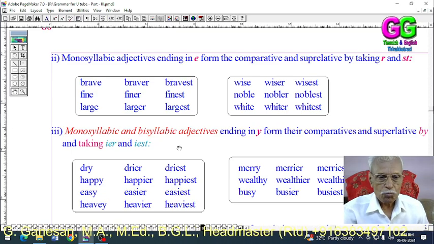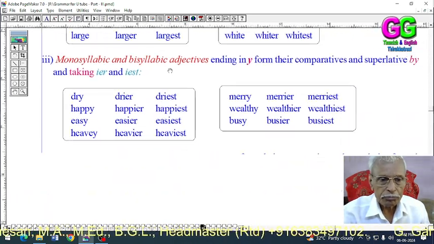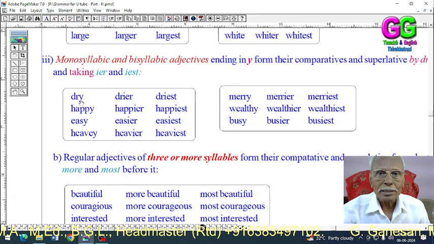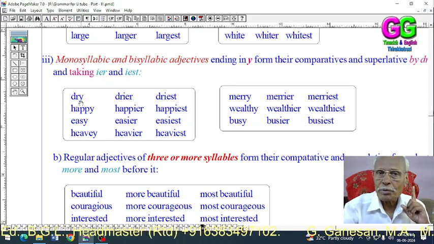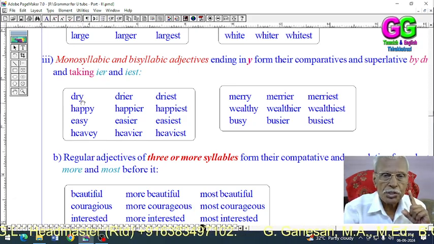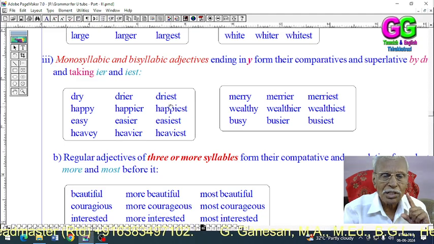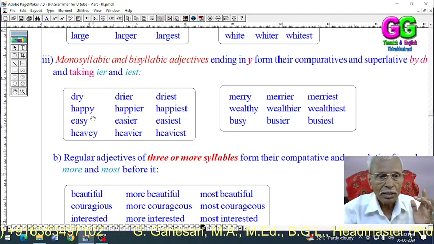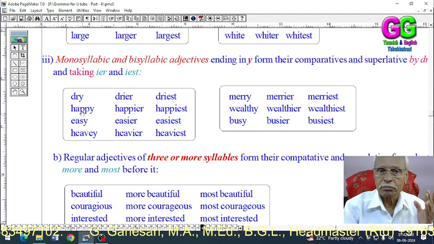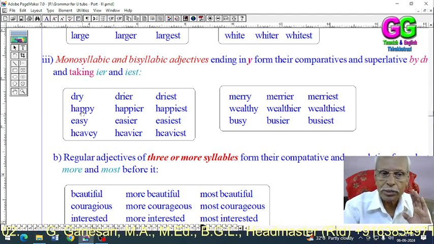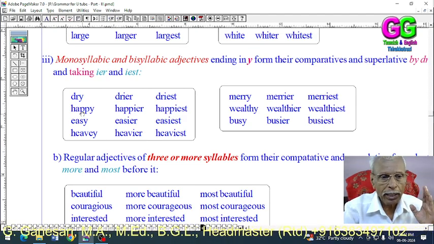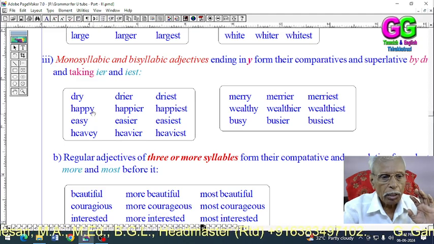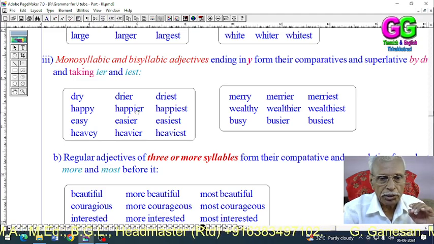That's all. You see, dry, a monosyllabic word, ends in Y. The Y is dropped. IER, IEST. How do we add it? Dry, drier, driest. Happy is a bisyllabic word. It is a two-syllable word. Happy. Why is the Y removed? IER, IEST.